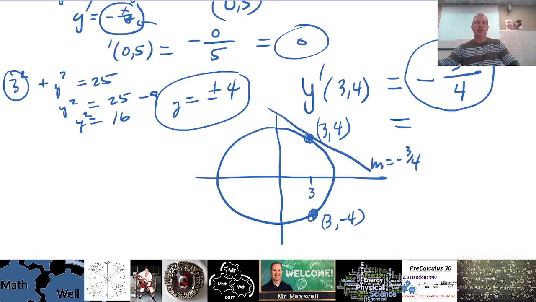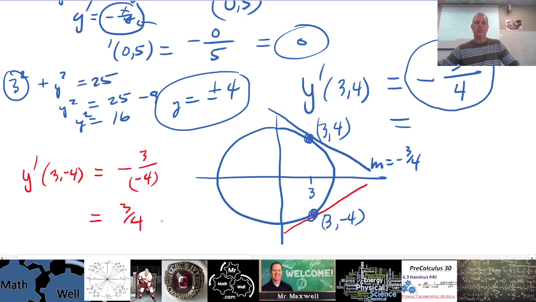It just so happens that over here, this slope right here will be, at 3, negative 4, negative 3 over negative 4, which is going to be positive 3/4 for a slope.